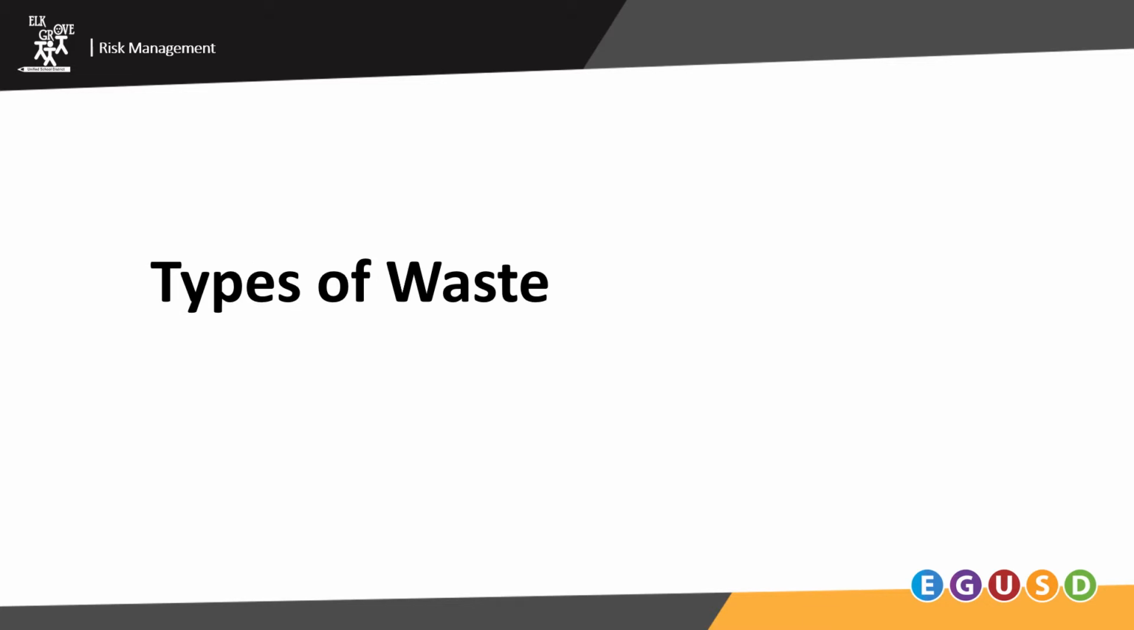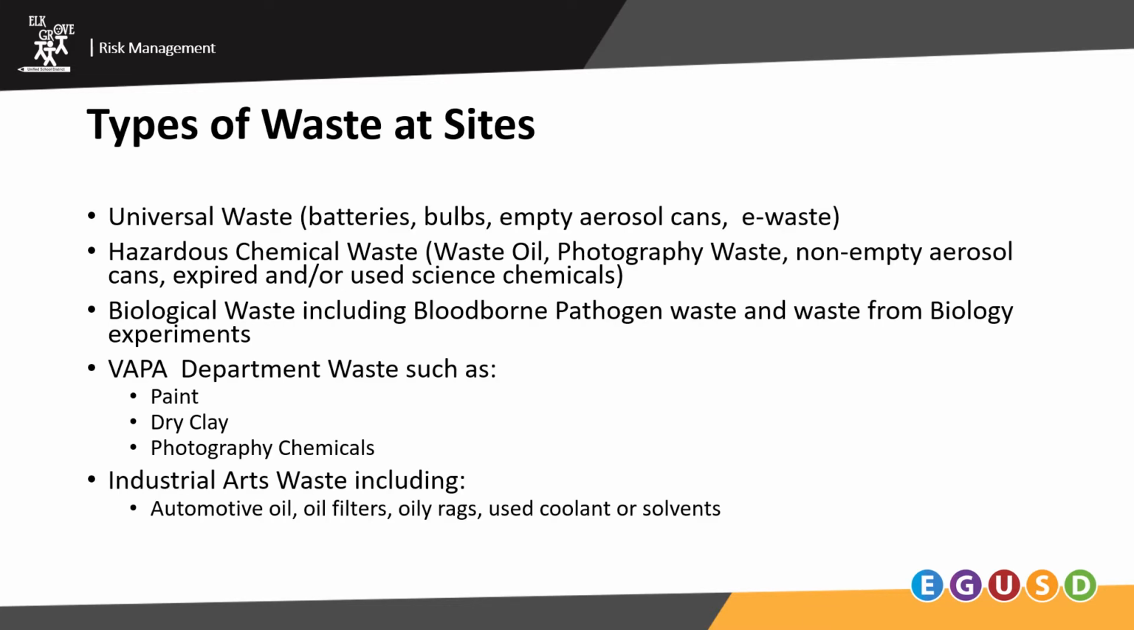Types of waste. Types of waste at sites. Universal waste: batteries, bulbs, empty aerosol cans, e-waste. Hazardous chemical waste: waste oil, photography waste, non-empty aerosol cans, expired and or used science chemicals. Biological waste, including bloodborne pathogen waste and waste from biology experiments. VAPA department waste, such as paint, dry clay, photography chemicals. Industrial arts waste, including automotive oil, oil filters, oily rags, used coolant or solvents.